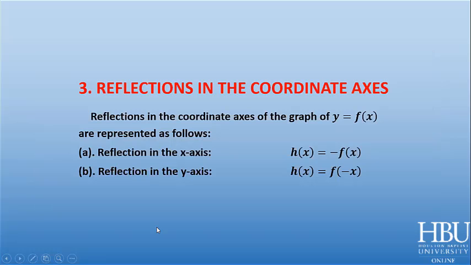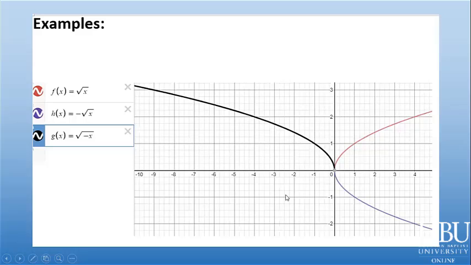Another type of transformation of functions are reflections in the coordinate axes. If I want to take the graph of f of x and reflect it in the x-axis, my new function would be h of x equals minus f of x. If I wanted to take f of x and reflect it in the y-axis, my new function would be h of x is f of minus x. Let's look at some examples here. Let's start again with a basic function.